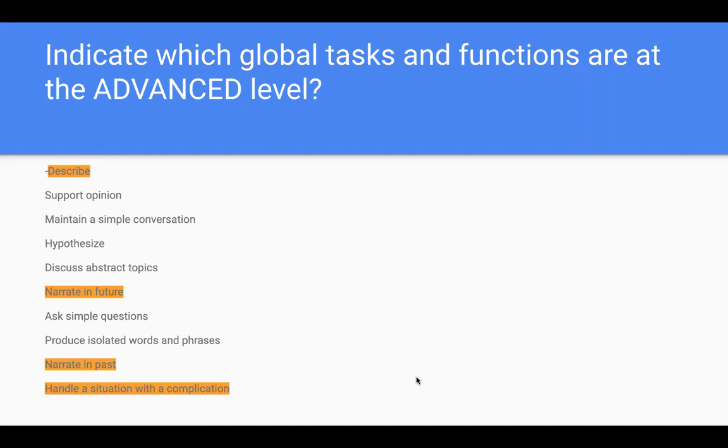And that is the end of this presentation. I hope you have a better understanding of the major markers of proficiency level of ACTFL.